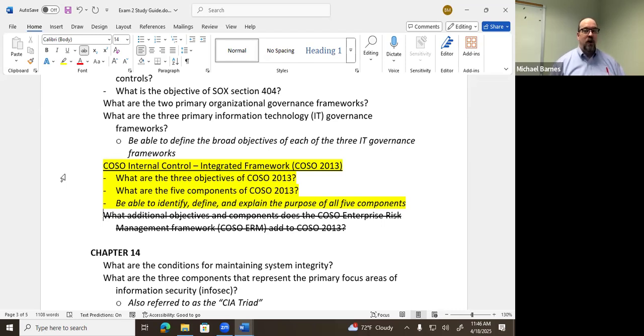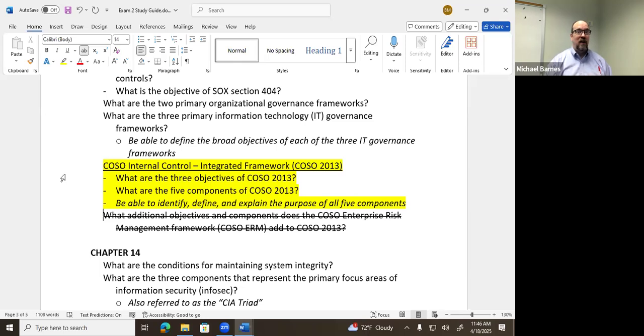The five components of COSO 2013 are control environment, entity's risk assessment, control activities, information and communication, and monitoring. Not only do you need to know what those titles are, but you need to be able to define each one of those. That is just absolutely a necessity for this particular concept. 100% chance that I will ask you that on the exam. I'm not going to hide it. You just need to know all that information.